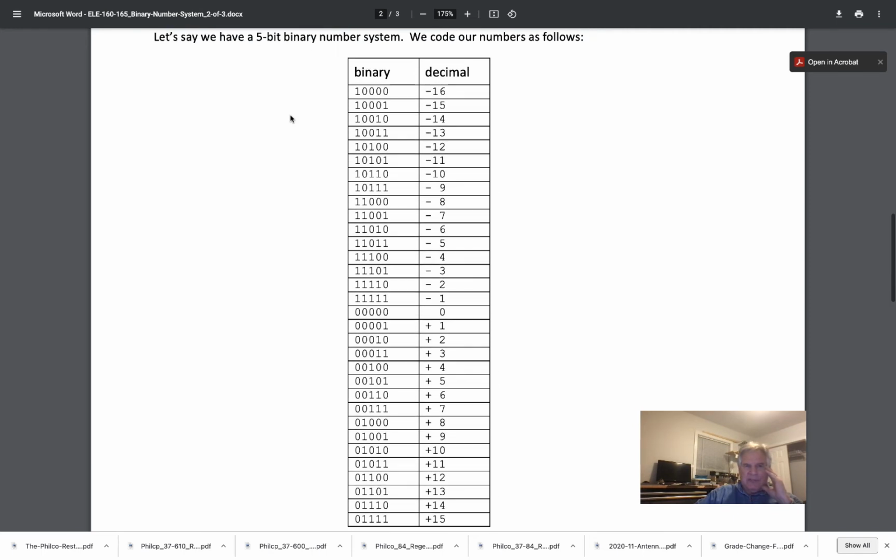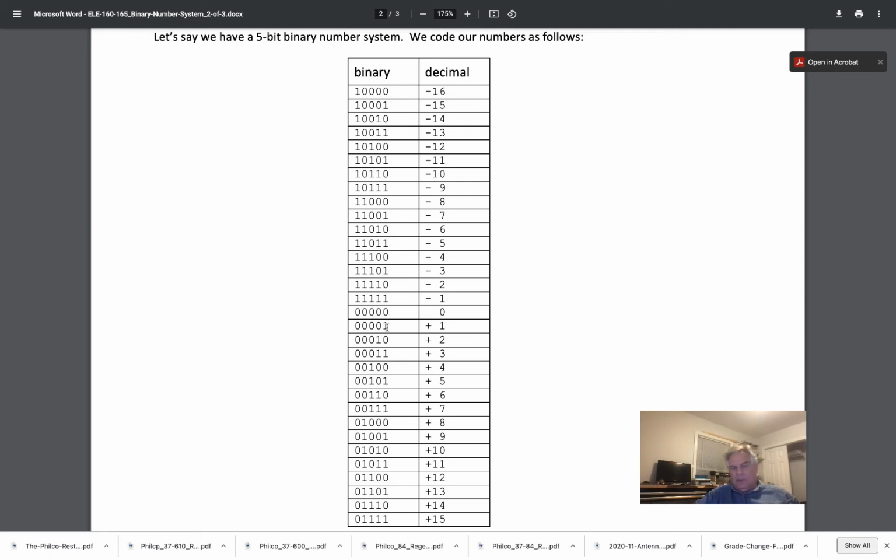So here we have a 5-bit binary system. Now 2 to the 5 is 32. 2 times 2 is 4, times 2 is 8, times 2 is 16, times 2 is 32. So 2 to the 5th is 32. Now, the way this works, if you code the numbers in this fashion, 0 is 0, and here's our positive numbers. We go from 0 and we count up.